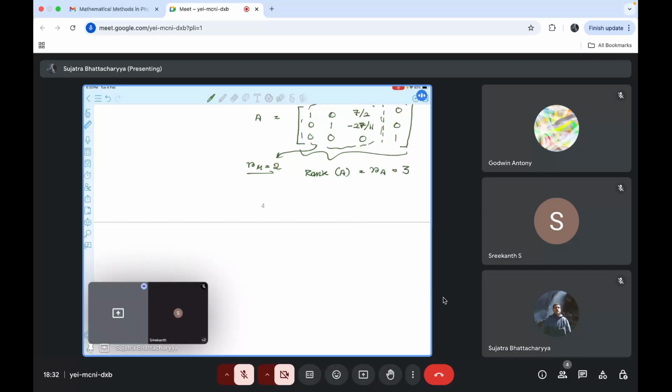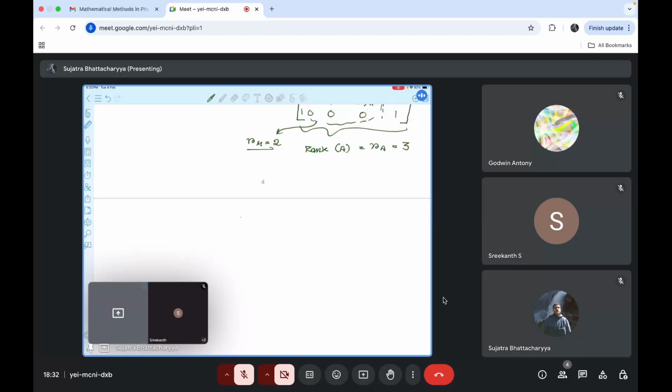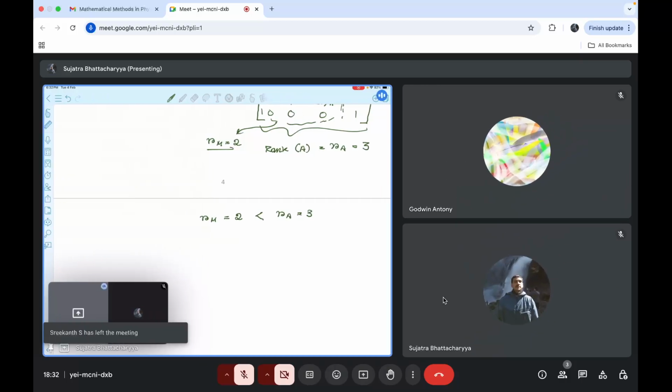So what are we getting then? For this particular question, the rank of the matrix M is equal to 2, which is less than the rank of the augmented matrix A, which is equal to 3. Interesting. Rank of matrix is 2, rank of the augmented matrix is 3. So Rm is less than Ra for sure. And we have already seen that when Rm is less than Ra, then it has no solution.